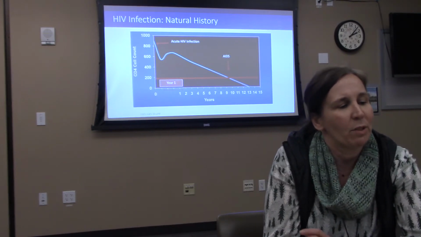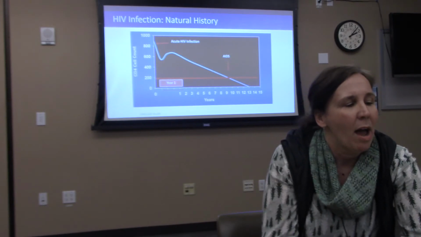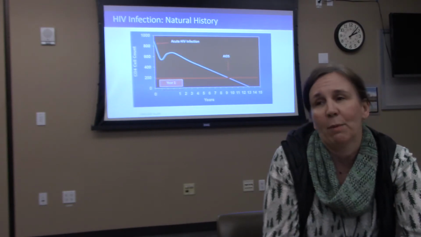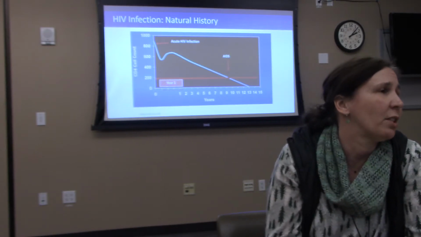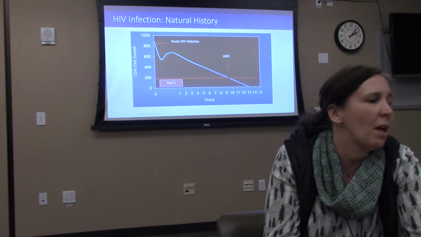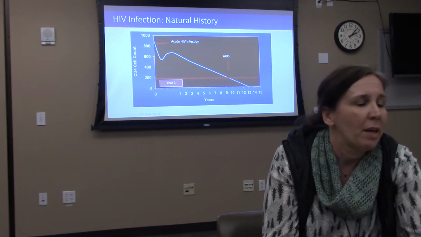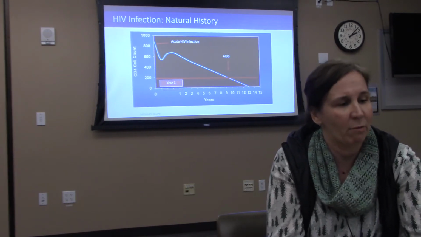This is the natural history of HIV without antiretroviral therapy. So initially when someone's first infected with HIV, they have a healthy CD4 count. And then over time it will slowly decrease. This can be different depending on the health of the person infected. If they have other comorbidities, if they use alcohol and drugs, tobacco as well. But this is just kind of an average. So this is without antiretroviral therapy.